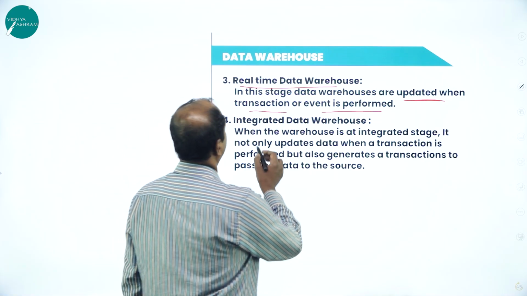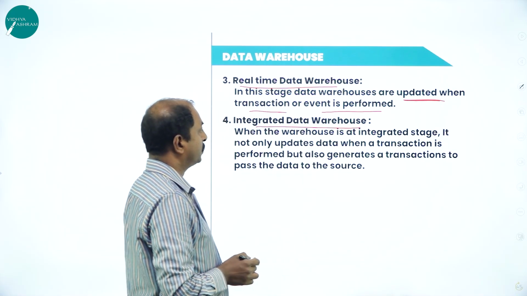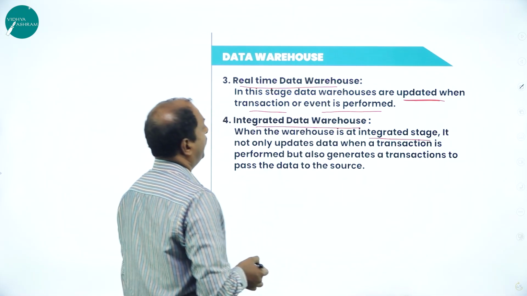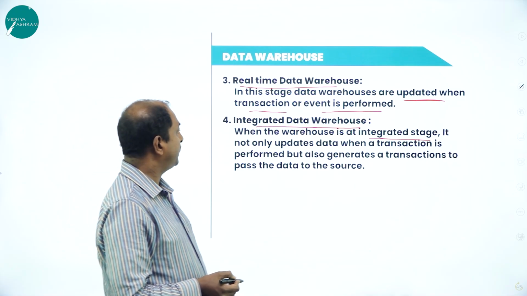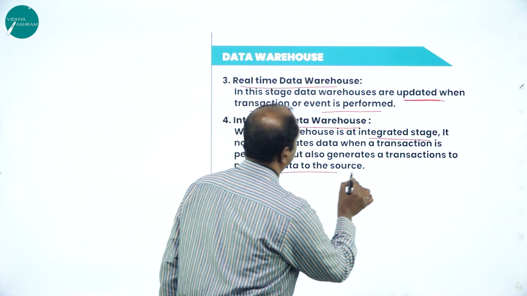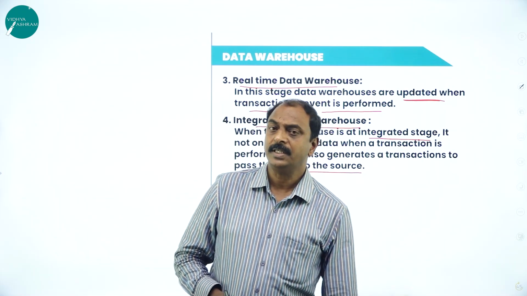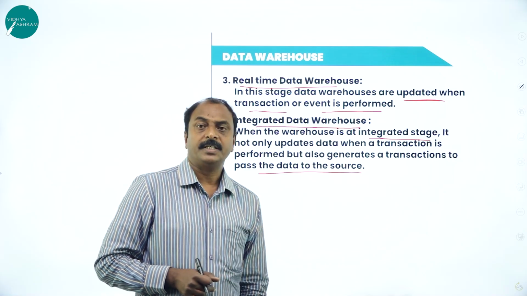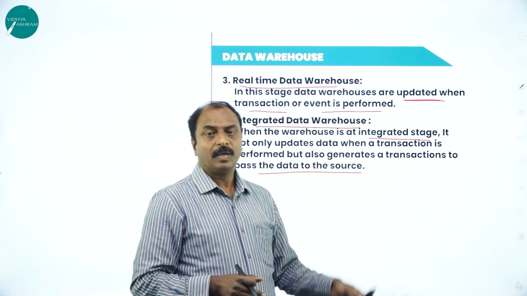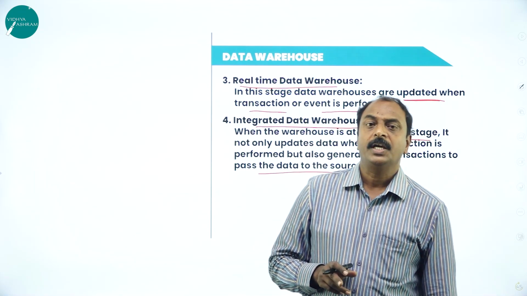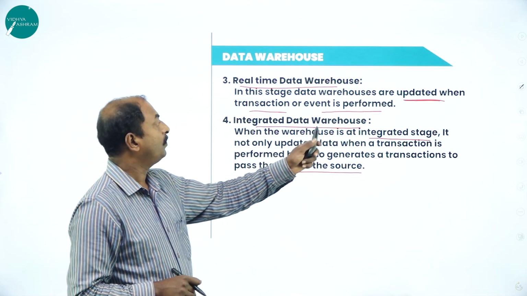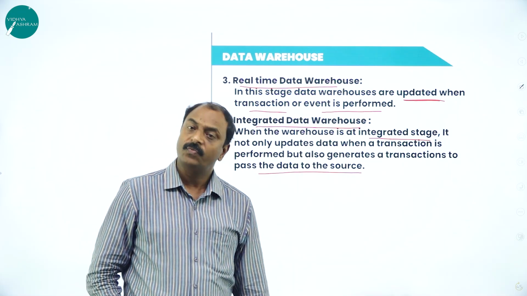Next one is the integrated data warehouse. When the warehouse is at the integrated stage, it not only updates the data when a transaction is performed, but also generates a transaction to pass the data to the integrated data warehouse. Once the data of any transaction are updated, it will be reported to the concerned source. That is the meaning of integrated data warehouse.